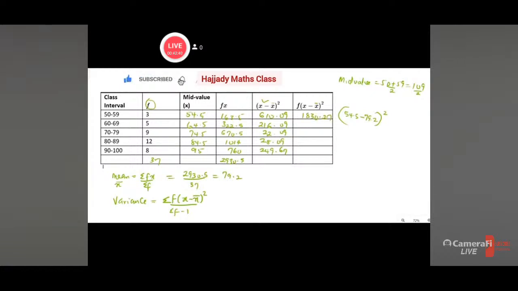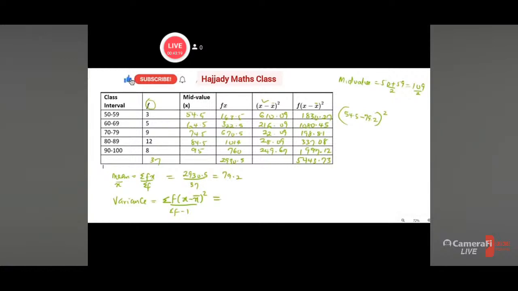1,830.27. Here I'm going to have 1,080.45. I'm going to have 198.81. Here 337.08. 1,997.12, and the summation of everything is going to give me 5,443.73. You can use your calculator for that.